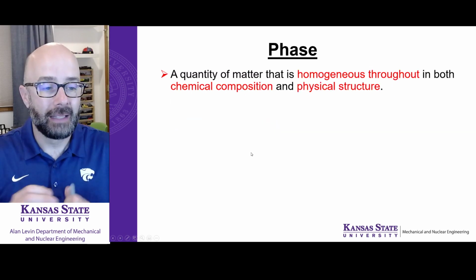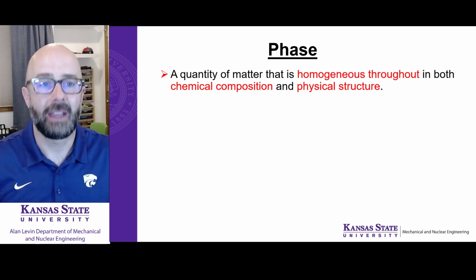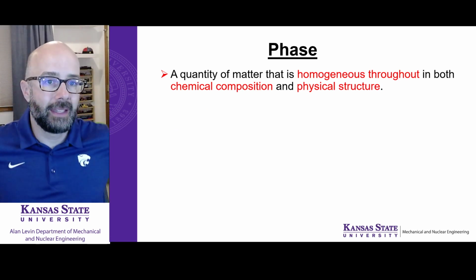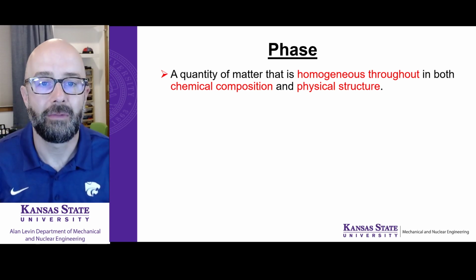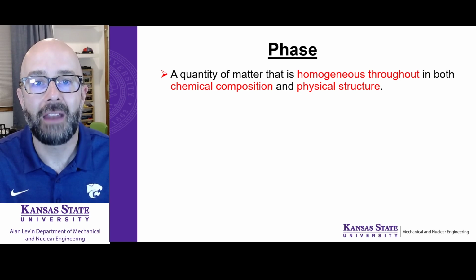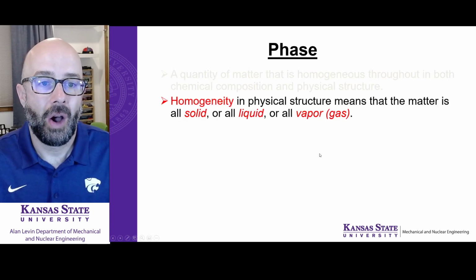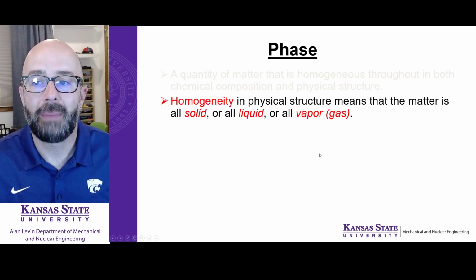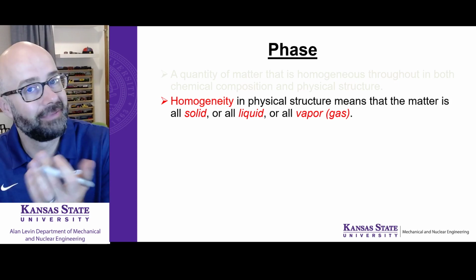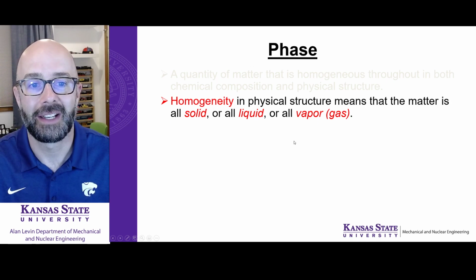Okay, so let's now talk about some things. Let's talk about phase. You've done this, as this is where chemistry comes in. Phase is a quantity of matter that is homogeneous throughout in both chemical composition and physical structure. Homogeneity in physical structure means that the matter is all solid or all liquid or all vapor. Yeah, this is going to blow your mind kind of stuff, all right?